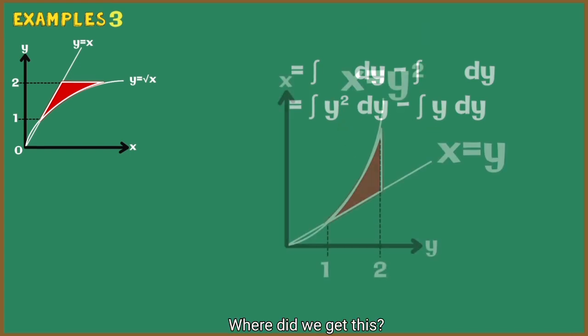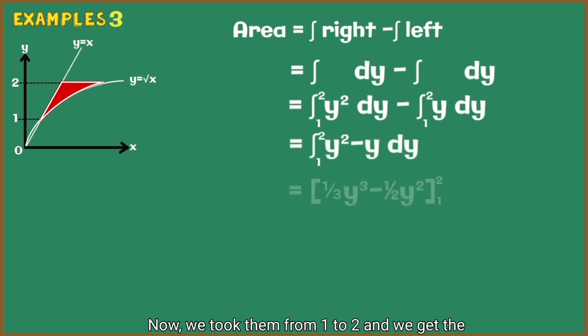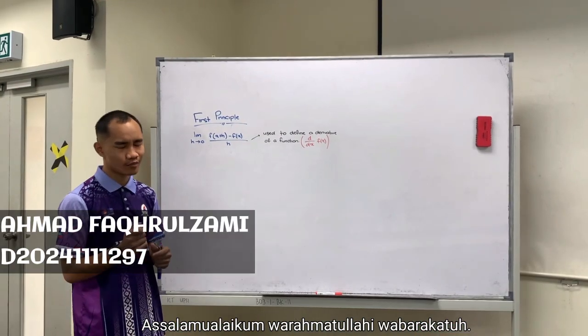Where did we get this? Well, it's from here. Now, we integrate them from 1 to 2, and we get the answer, which is 5 over 6.